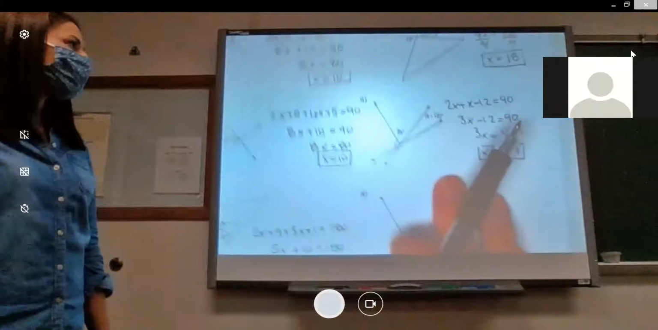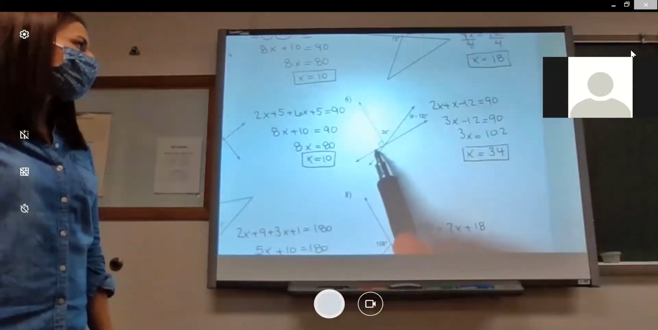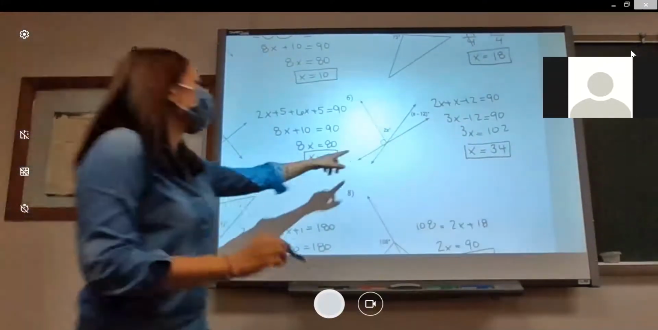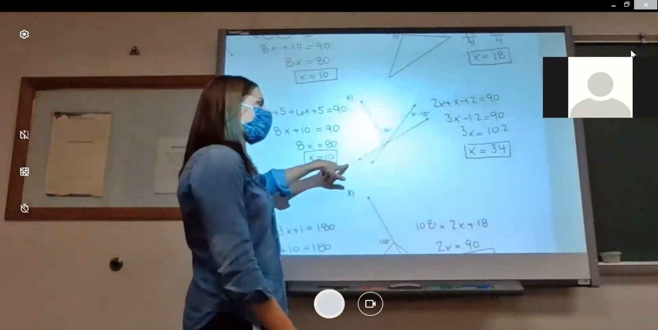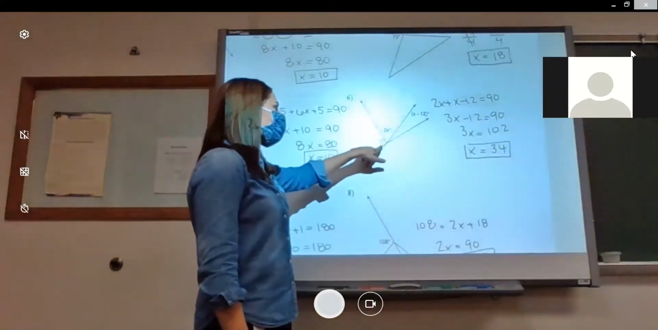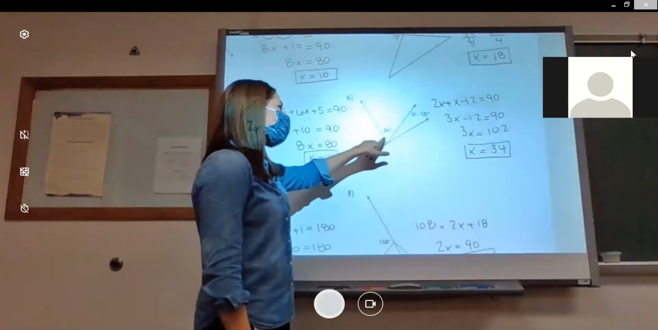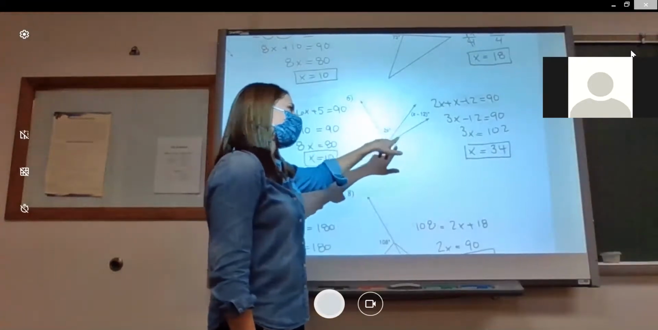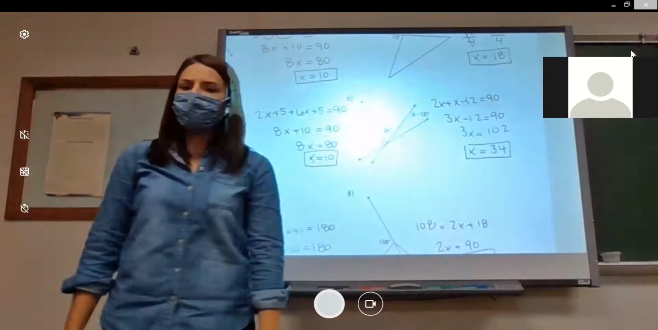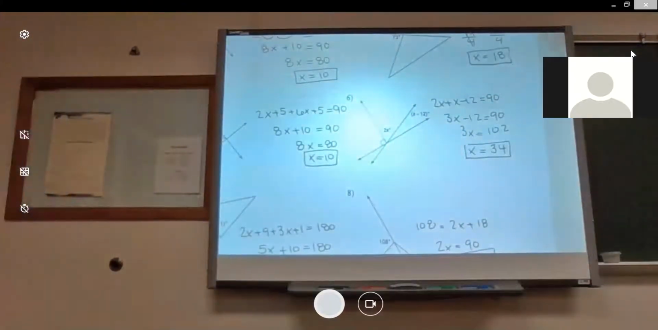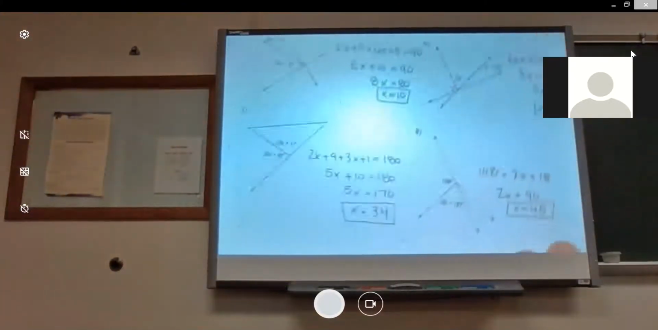6, same idea. They add up to 90. So even though it marks it over here, it's going to be 90 here and 90 here because it's creating a straight line. So whether the little box showing right angles is here or over here, you're still going to add up to 90. You get x equals 34.